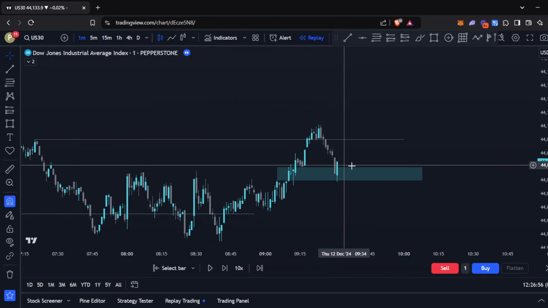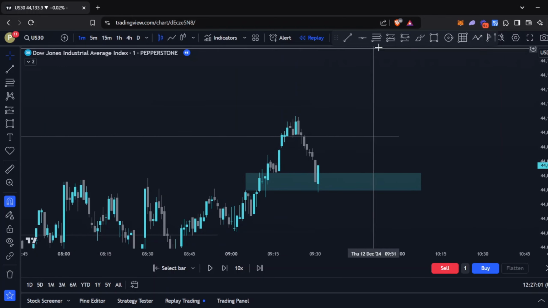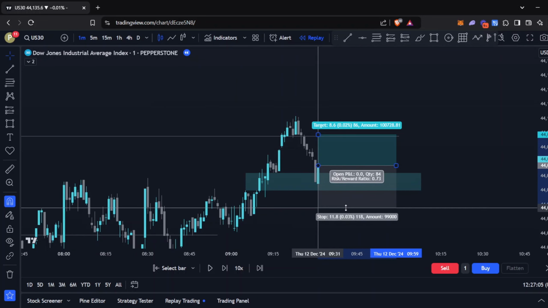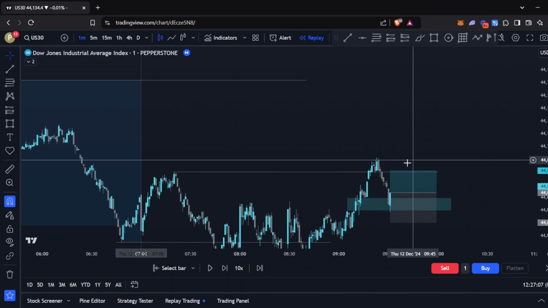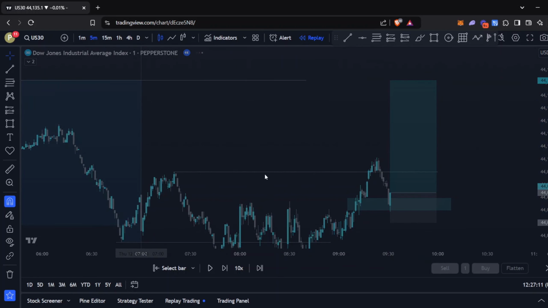And we want a bullish engulfing candle. And as we can see, we get this massive engulfing candle right here. So we're going to take our entry just like that. Stops go just below the low, and we target the opposing liquidity, which in this case would be the Asia highs.